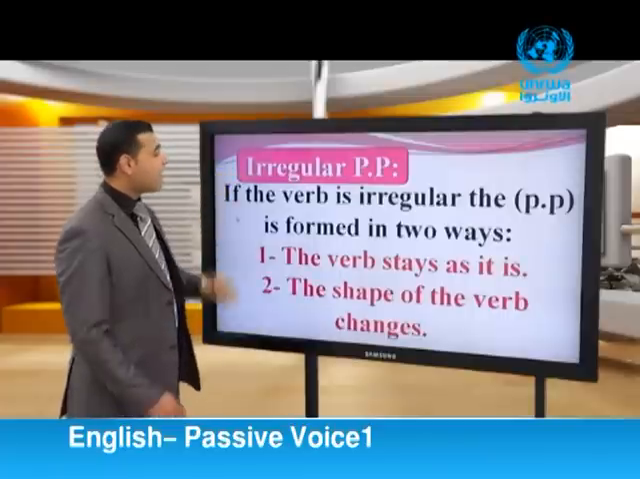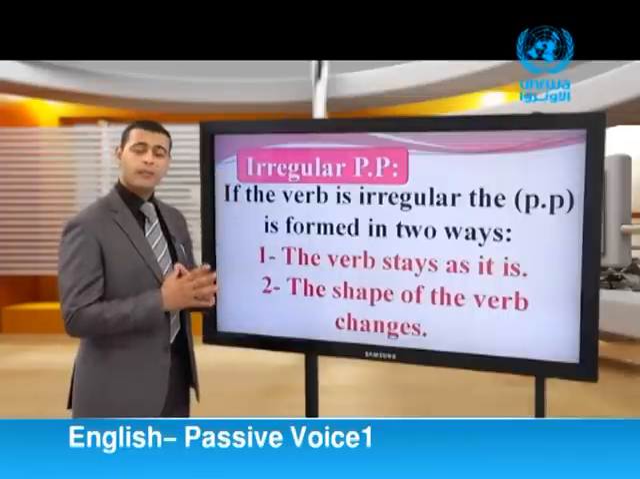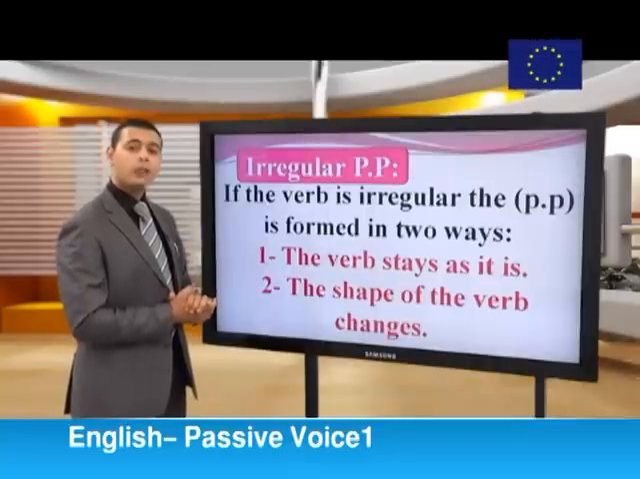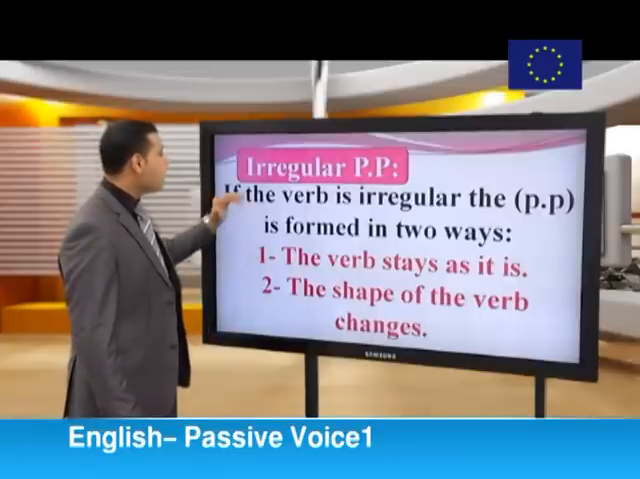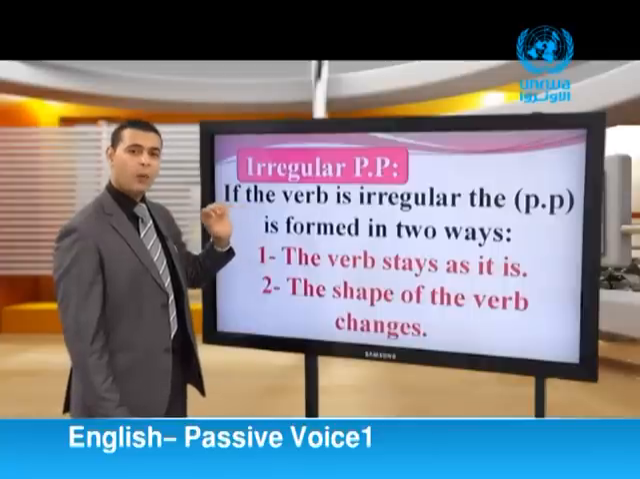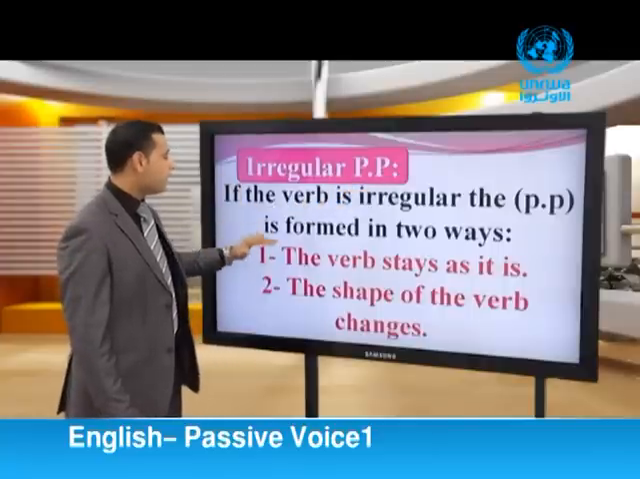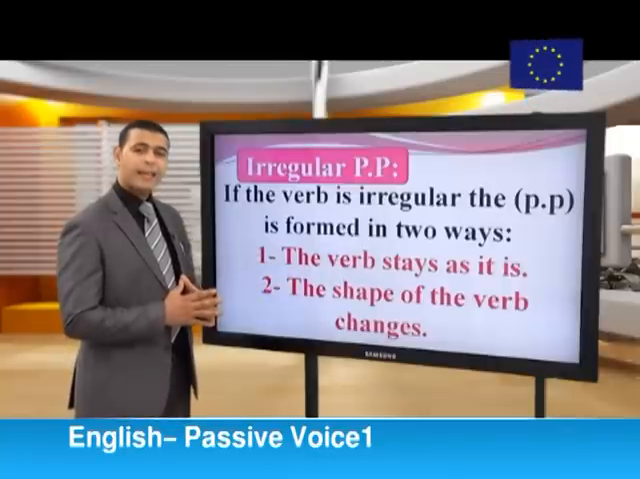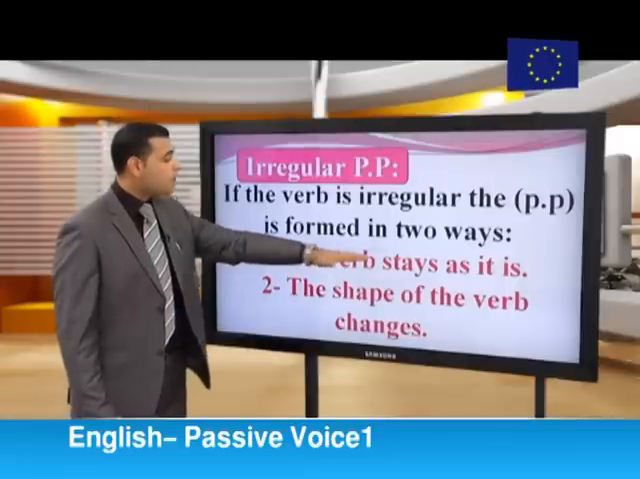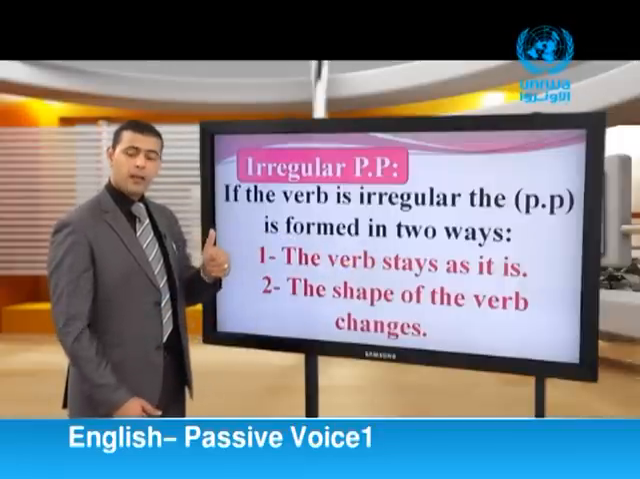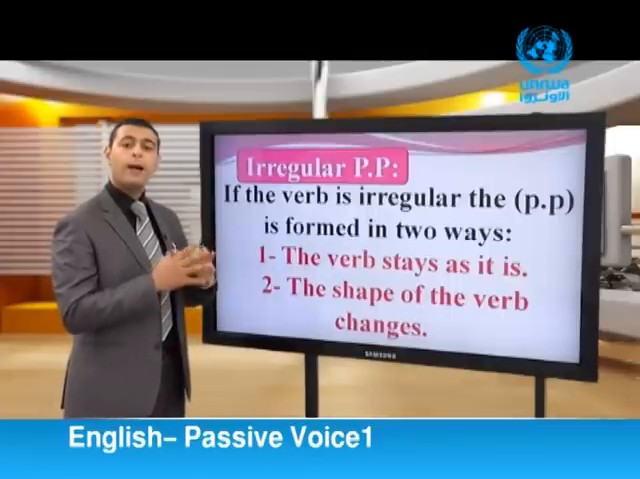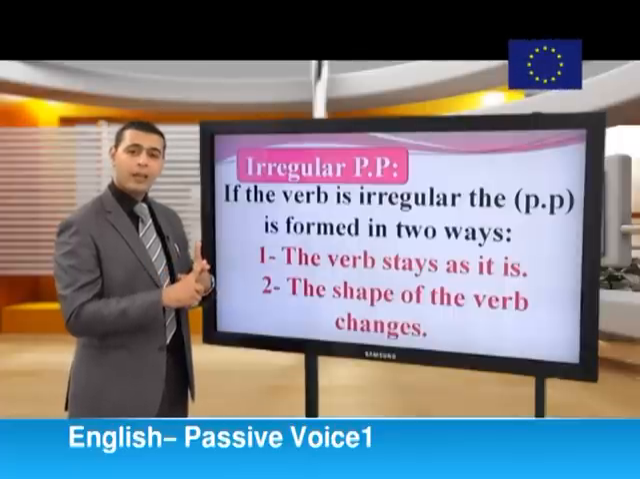Okay, let's look at the irregular past participle. How can we form the past participle in irregular verbs? Let's look here. If the verb is irregular, the past participle is formed in two ways. The first one, the verb stays as it is in the first, second and third forms.